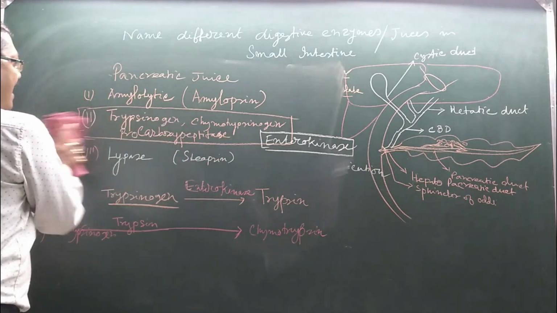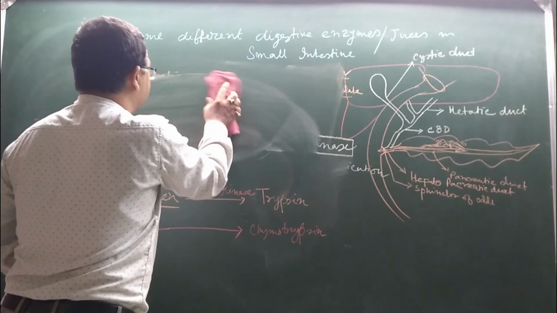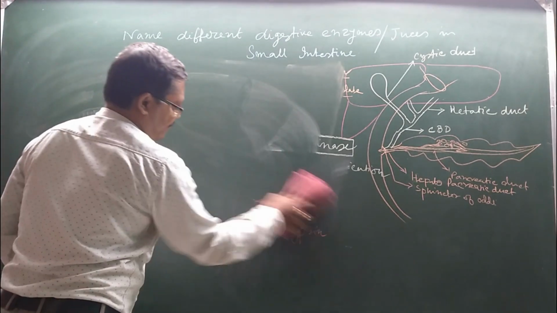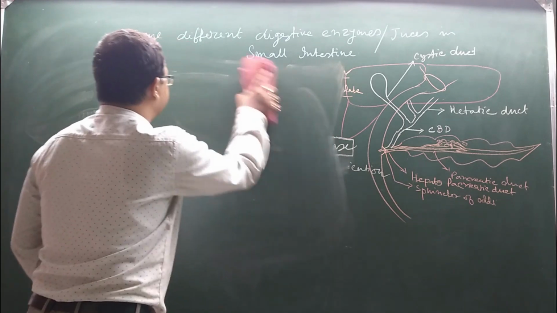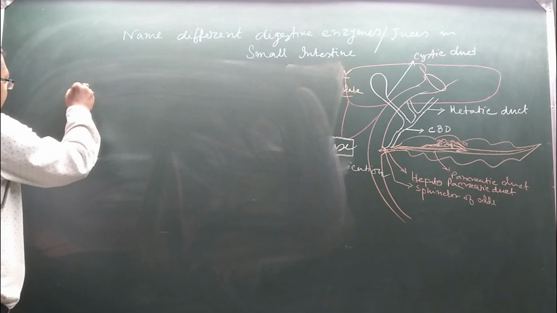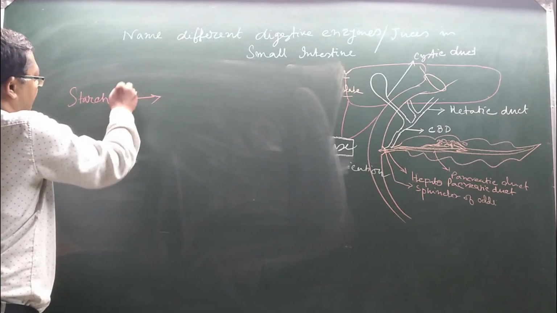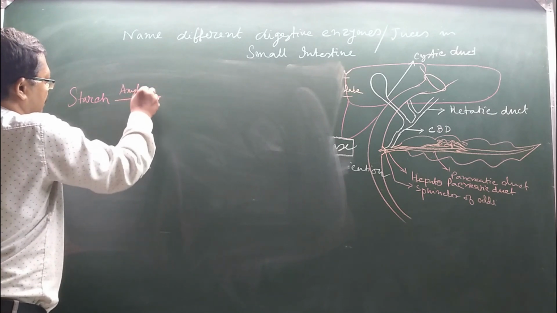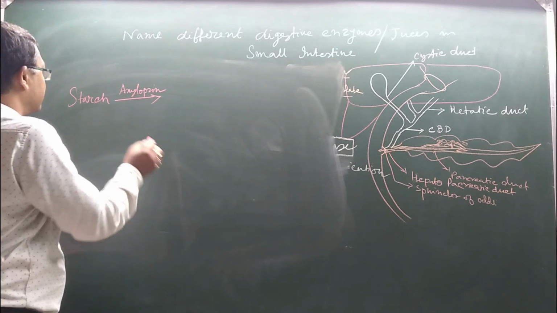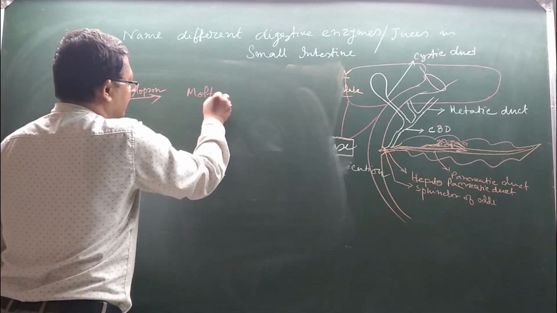So what are the products of these enzymes? First is amylopsin. Amylopsin is a carbohydrate splitting enzyme that acts on starch. By the action of amylopsin, a carbohydrate splitting enzyme present in the pancreatic juice, starch is converted into the disaccharide maltose.